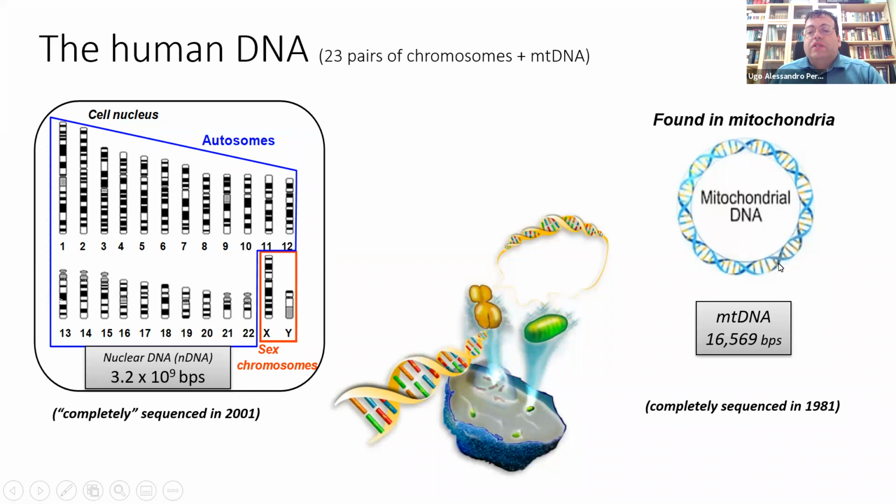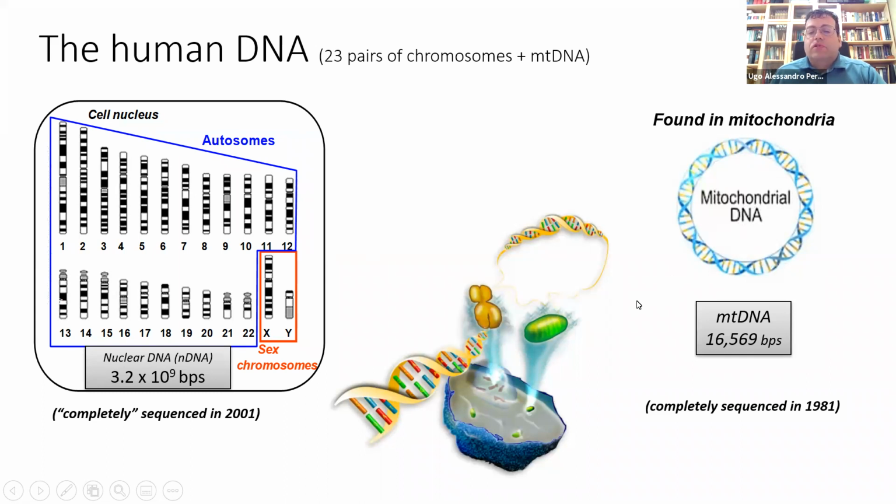It's about 16,000, 17,000 bases long, while the nuclear genome is about 3.2 billion bases long. So a lot more genetic information in the nuclear genome than it is in the mitochondrial DNA. But mitochondrial DNA is very helpful in genetic genealogy, even if in a small amount.